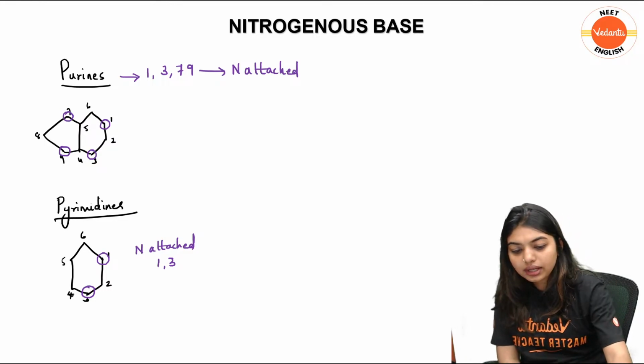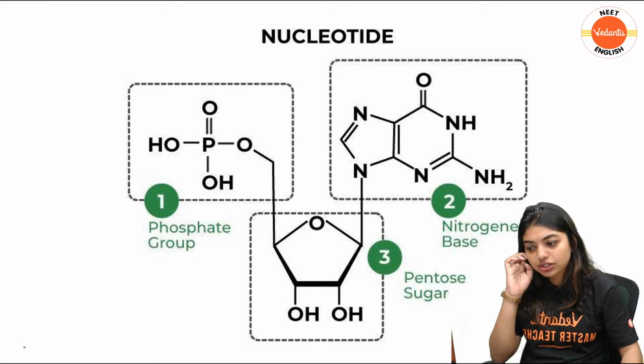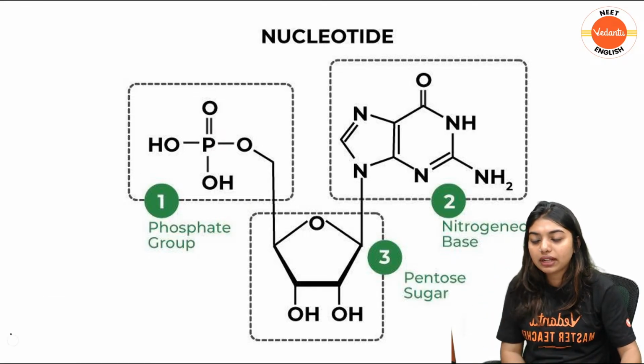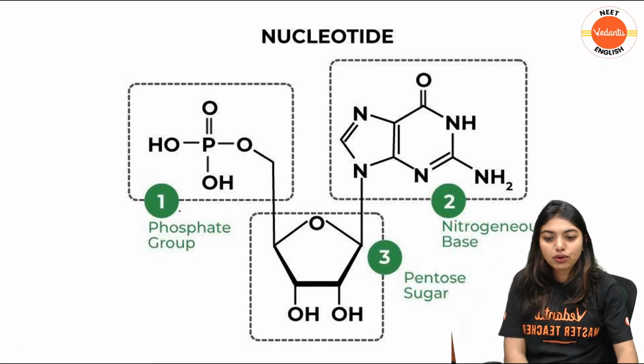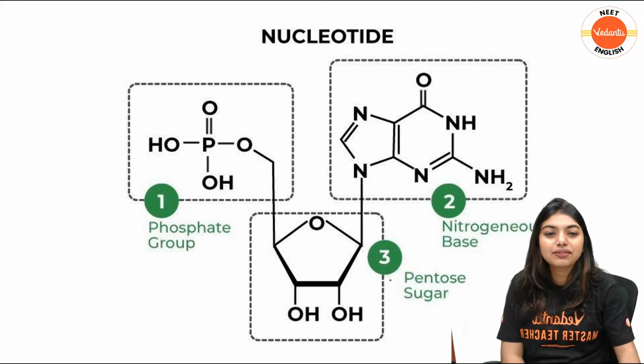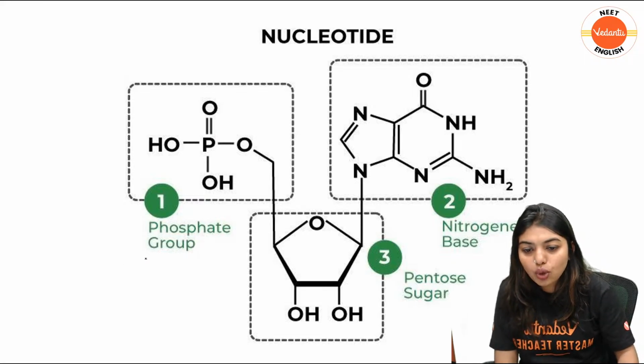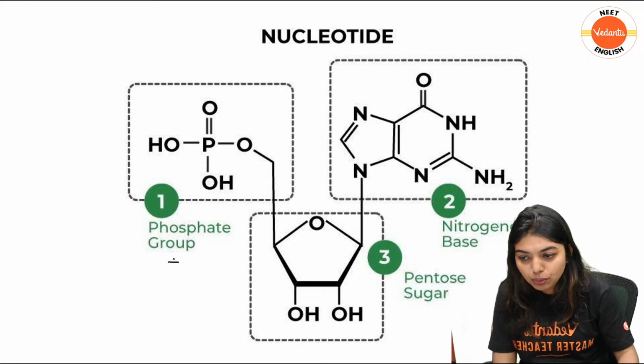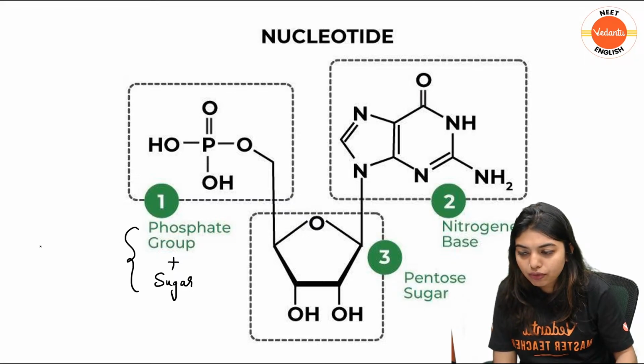Fine. Okay. Now, students, look at the structure. This is how the bonding will happen. Now, if you look here, we have a phosphate group, we have a nitrogenous base, and we have a pentose sugar. Out of this, always remember that the phosphate group plus the sugar forms the backbone of the DNA.